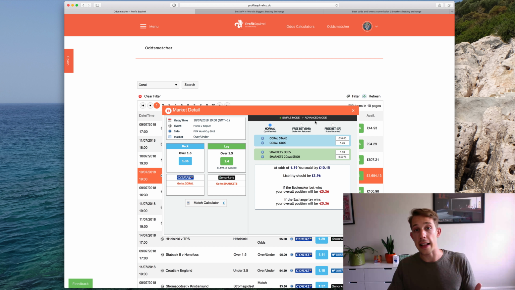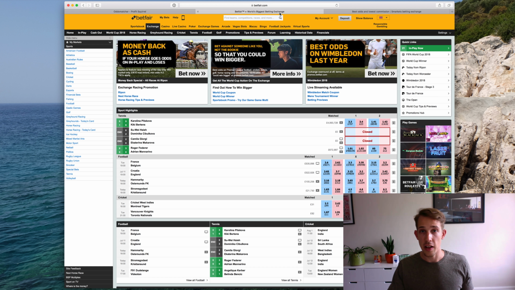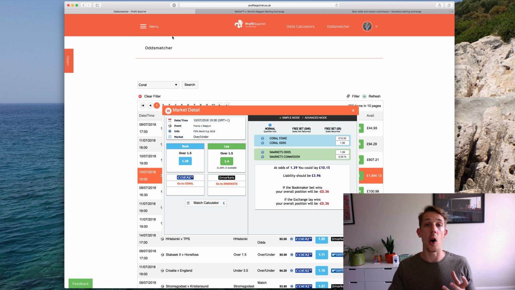A little point I'd add to this as well is that when you're on the bookmaker and the exchange site, for example, I'm on Betfair here, just always make sure that the odds you're viewing are in decimals, and that way they'll line up really nicely with what you see on the odds matcher and the odds calculator. It should be pretty obvious on most bookmaker and exchange sites where you go to change the odds, but if you can't figure it out, get in touch with the bookmaker directly or drop us a line here at Profit Squirrel and you'll see where you need to make the change.